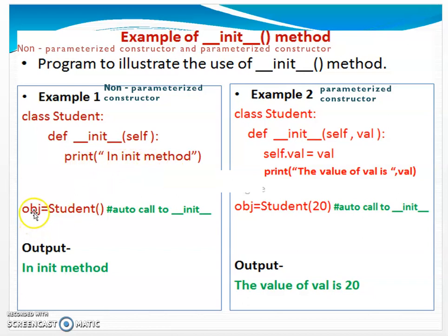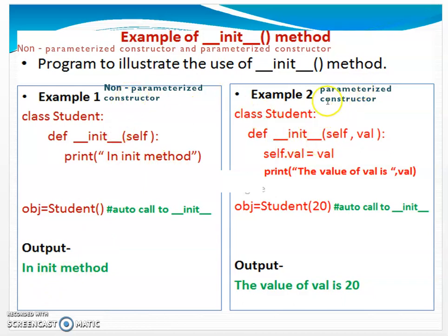So object equal to Student. Whenever we are creating the object, it will call the init method. Here we are not passing any parameter because in the rounded brackets I have not mentioned any parameter. So this method will be initialized and it will print "in init method" on the console. This is the example of the non-parameterized constructor.